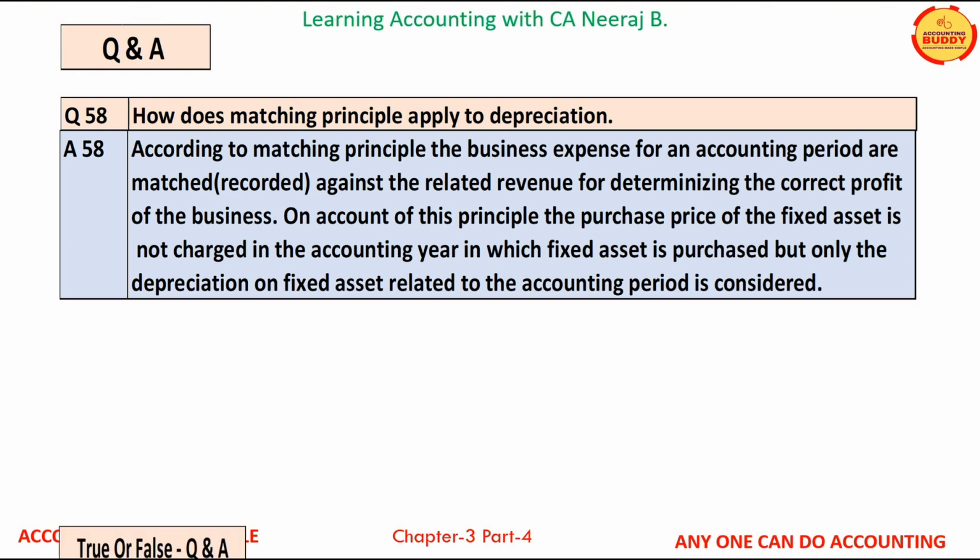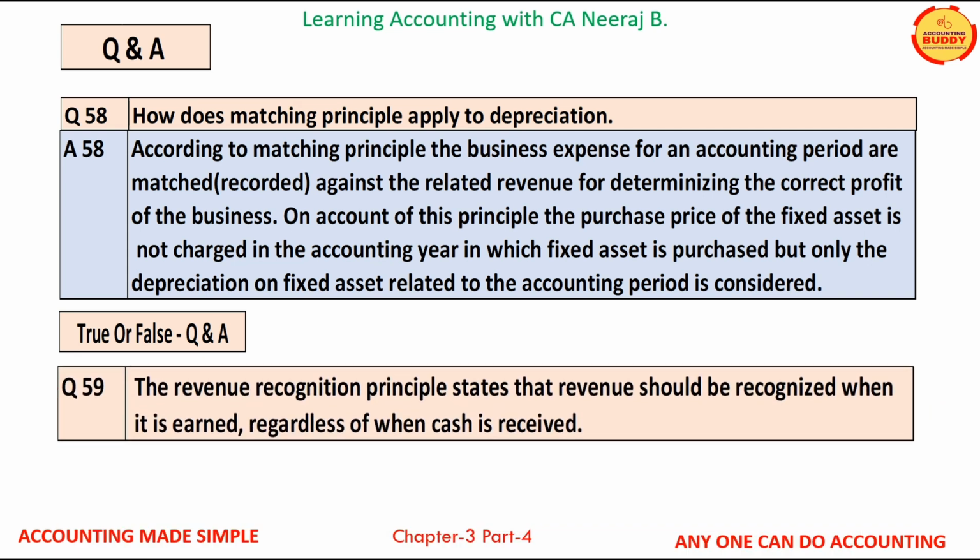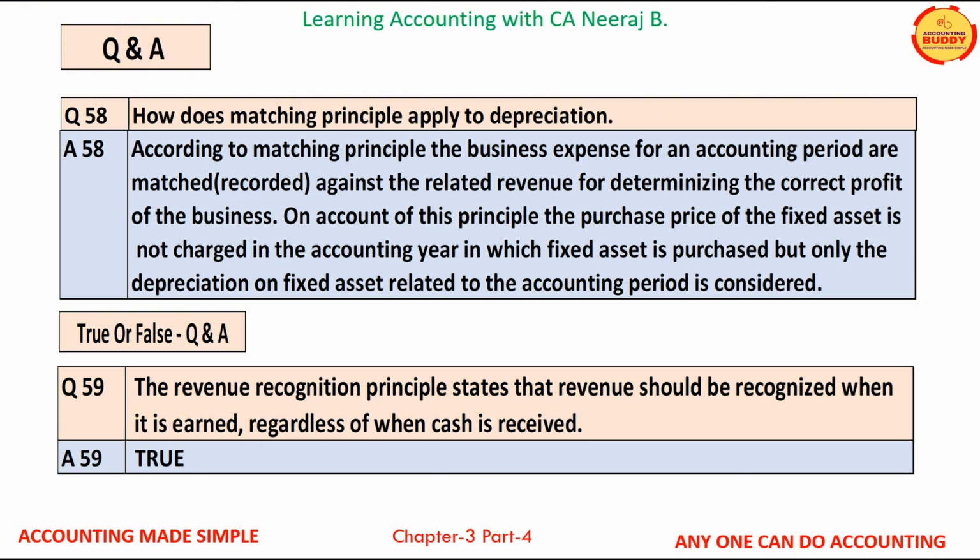Now let us take true or false question and answers. Question number 59 on your screens is the revenue recognition principle states that revenue should be recognized when it is earned regardless of when the cash is received. This statement is absolutely true.